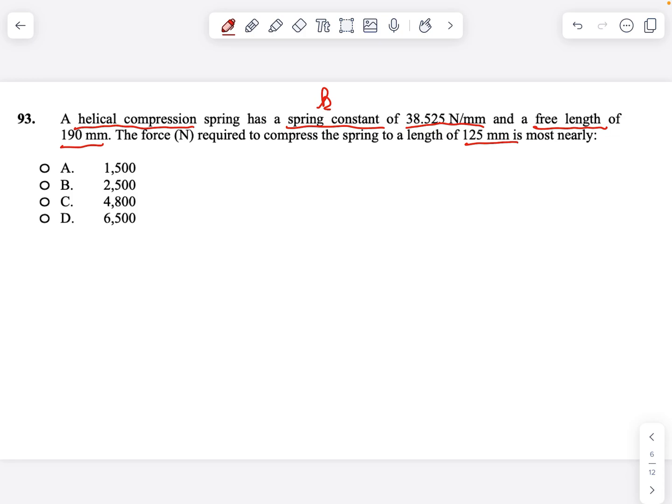So the force required to displace a spring an amount x from its free length is the simple spring equation F equals kx, where k is the spring constant or rate. In this case, because we're going to compress the spring, we need to find basically delta x, where it's the free length minus the compressed length.